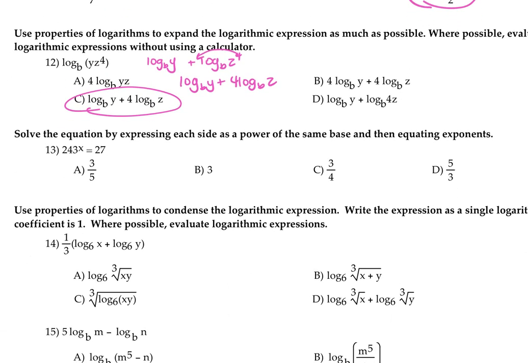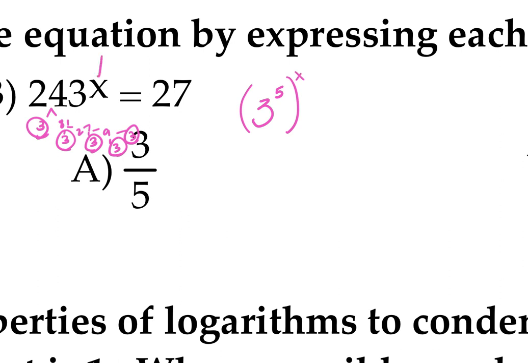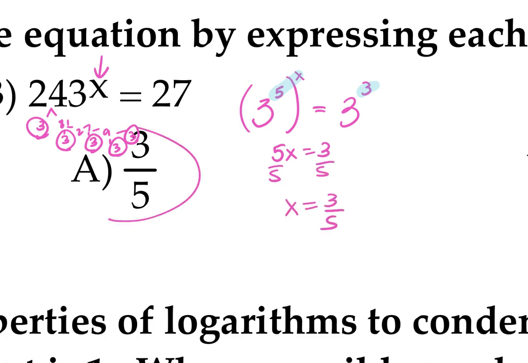13, you want to see if you can get it to the same base and use the one-to-one property. I cannot, since the square root of 243 is not 27, which means I have to break these down. 243 would be 3 and 81, which is 3 and 27, which is 3 and 9, which is 3 and 3. 1, 2, 3, 4, 5 threes. So 3 to the 5th raised to the x that's there would equal 27, which is 3 to the 3rd. Now the base is the same, so we can set the exponents equal to each other. 5x would equal 3, divide both sides by 5, and x equals 3/5. So that's A.